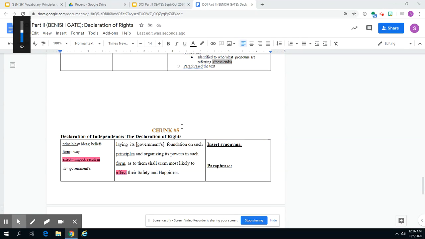Right, so let's take a look at chunk 5. We'll start where we always do, by reading the text: laying its foundation on such principles and organizing its powers in such form as to them shall seem most likely to affect their safety and happiness. Okay, so we'll move straight on to our next step.